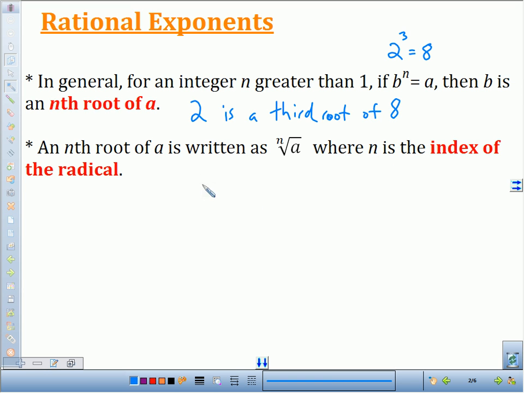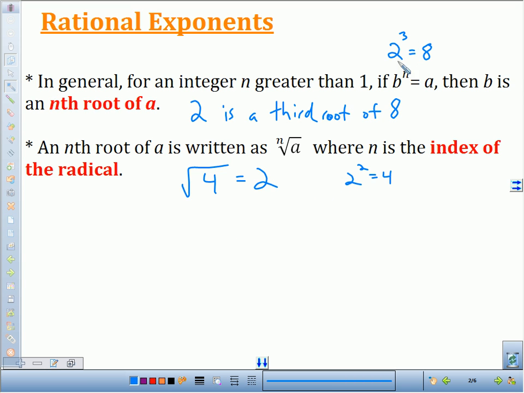Now, we've seen radicals before. We know that the square root of 4 equals 2. And we don't have a number here, because there's an understood 2 in front of the radical. We put the n there if it's not the second root, if it's not a square root. We need whatever root we have here. So the square root of 4 is 2 because 2 squared equals 4. 2 is the second root of 4. We could also write this in a different way, and we're going to see that in just a minute.